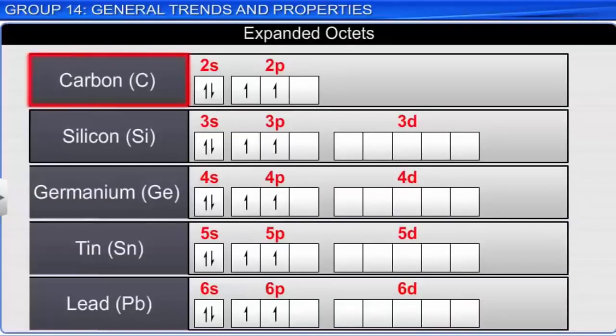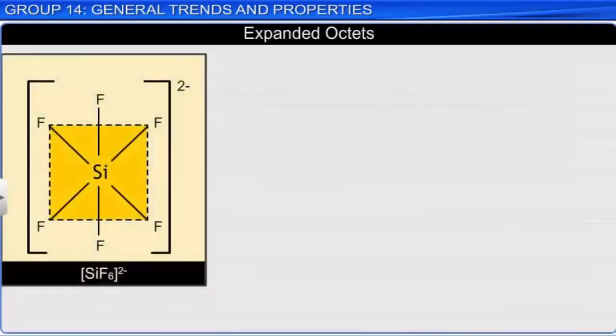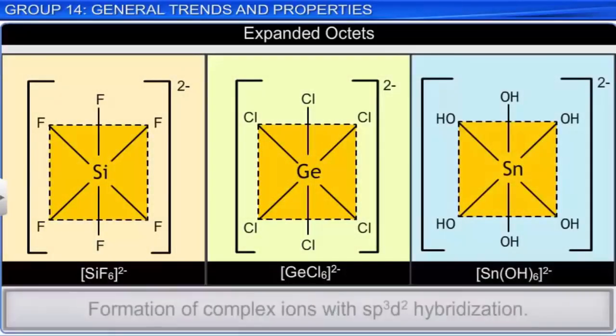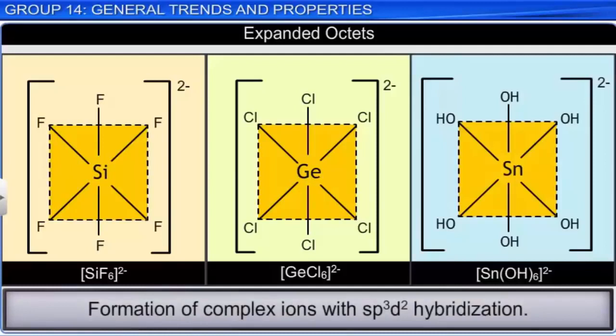However, the other members of group 14 can form species with expanded octets due to the presence of unoccupied d orbitals. For example, silicon, germanium, and tin all form complex ions with sp3d2 hybridization around the central atom as shown here.